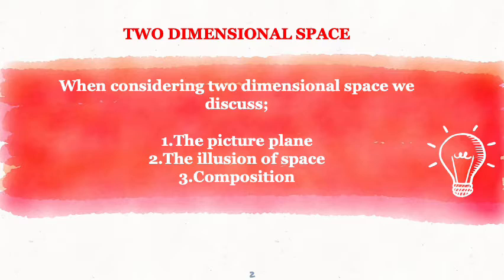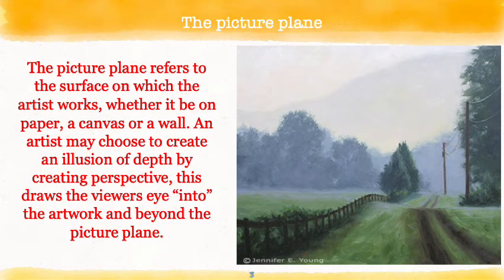So we have three ways in which two-dimensional space could be given life to or emphasized. The first one is the picture plane, the second is the illusion of space, and the third one is the composition.